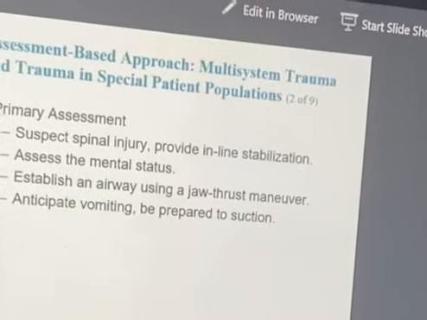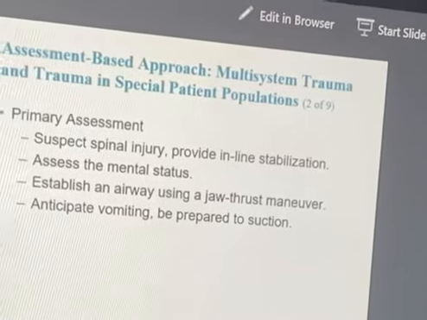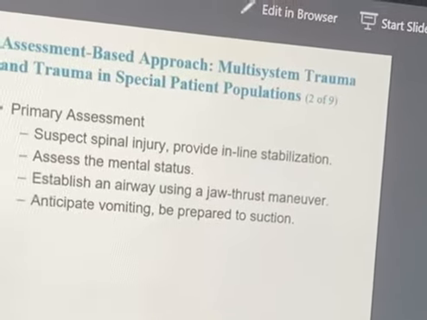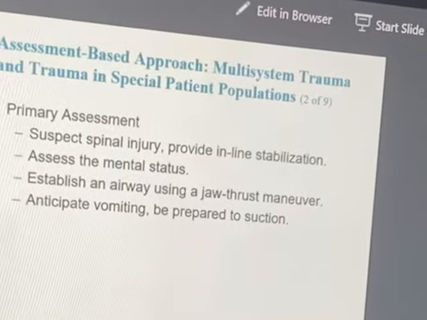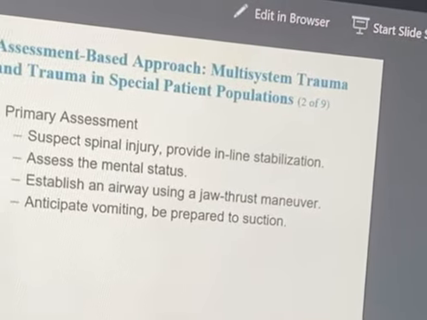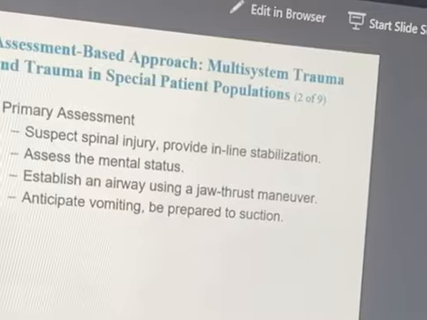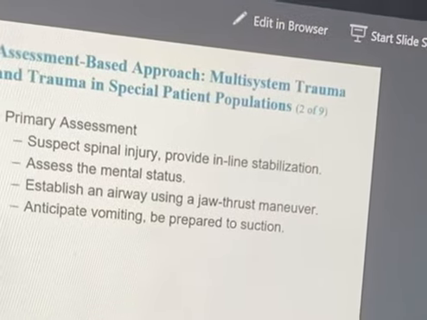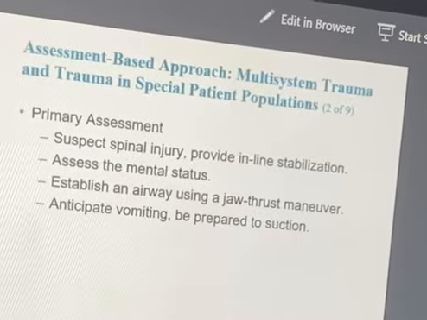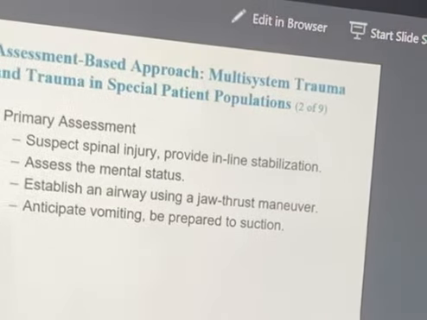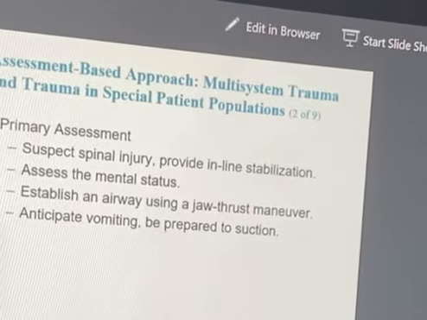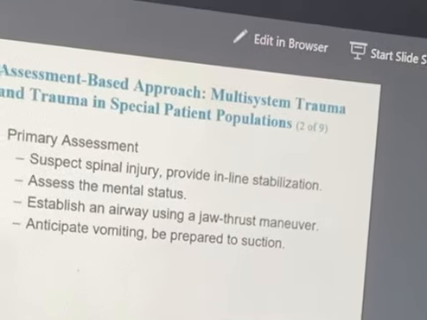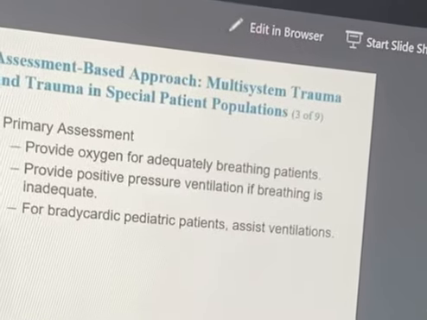Assess your patient's mental status using the AVPU mnemonic. A stands for alert, V stands for verbal, P stands for painful, and U stands for unresponsive. Utilize tools such as the GCS and the Pediatric Assessment Triangle to provide additional information about the patient's mental status. This will provide a baseline for your reassessment down the line.